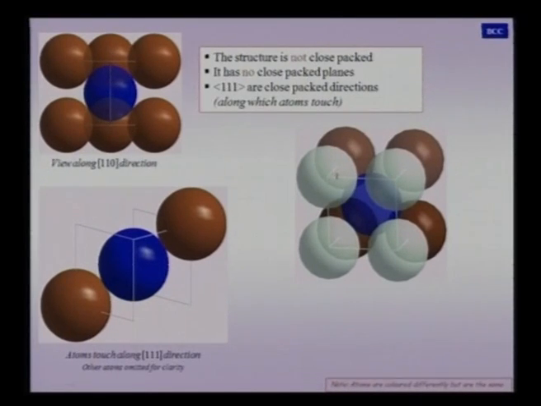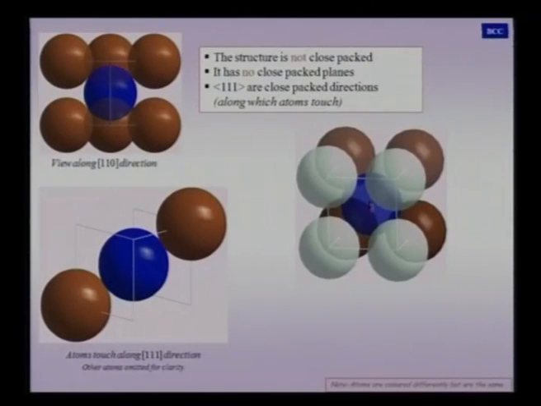Suppose I look along the 1, 1, 0 direction, and of course I remove the atoms which are in front of this blue sphere, then I can see the relative position of this blue sphere, which is in the body centering position with respect to the other spheres. Like in many of the other cases, if I had chosen my origin at the blue sphere, the structure would be totally unaltered, and the atoms at the vertices of this cube would all become body centering position atoms.